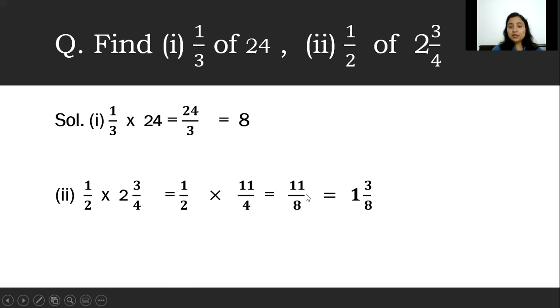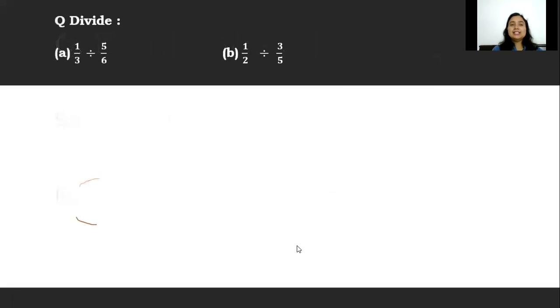11, the numerator, is greater than the denominator. So just convert this fraction into a mixed fraction. 1 and 3 by 8. How have we done it? 8 ones are 8. If you subtract 8 from 11, you'll get 3. So 1 is my quotient, 3 is my remainder, and 8 is the same divisor here. Right? So it's done. How easy it is. Now the next thing is division.